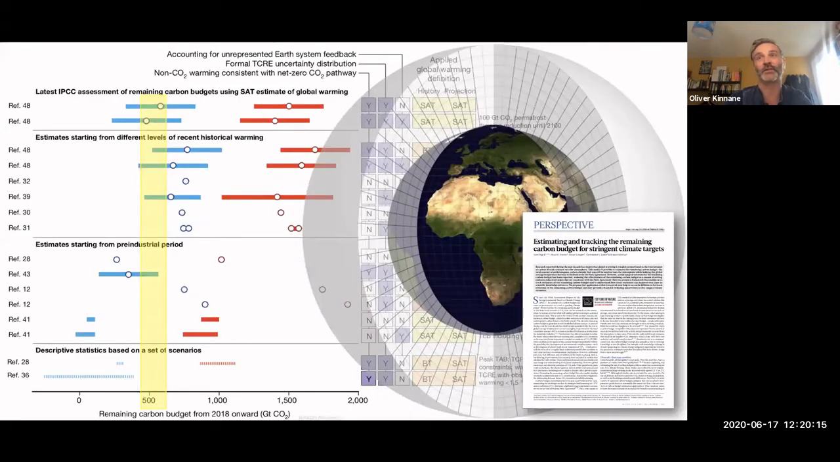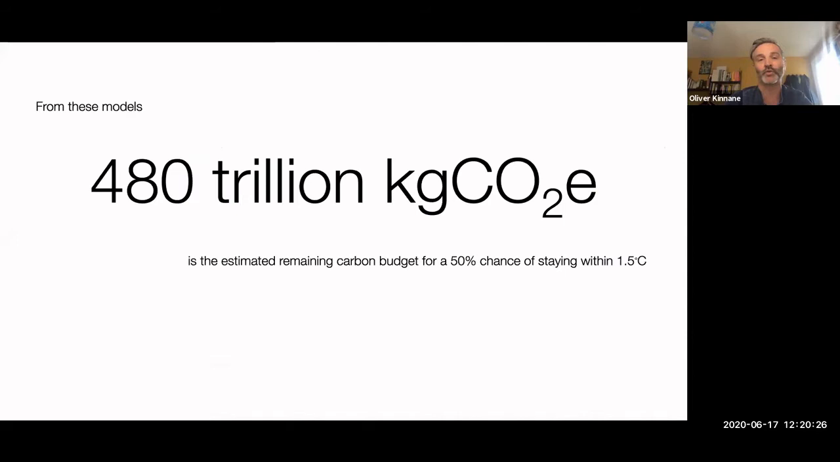And the challenge here, or the real problem here, is that when we look at the research, they're talking about threshold levels of less than 500 trillion kilograms of CO2 for even just a 50% chance of avoiding a 1.5 degree increase in temperature.